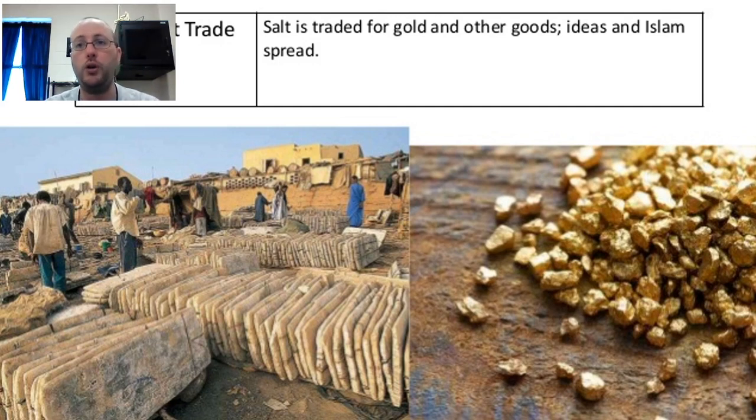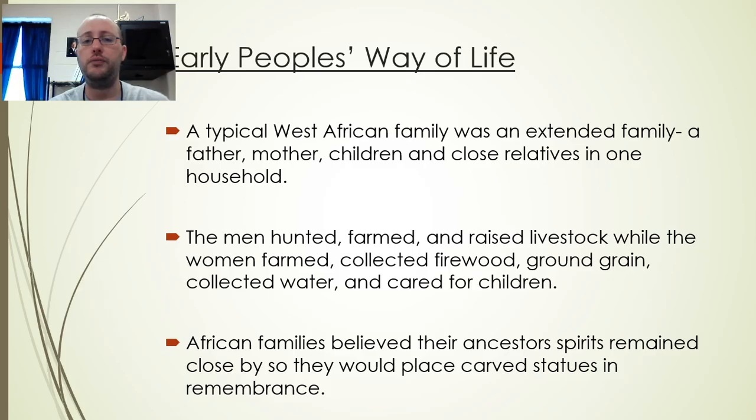Salt is traded for gold and other goods, and ideas, and helped to spread Islam. We talked about the Islamic chapter, remember it's spread through caravans, and a lot of this is in Africa. A lot of Africa is Islamic countries.